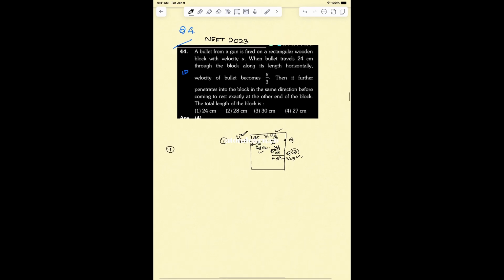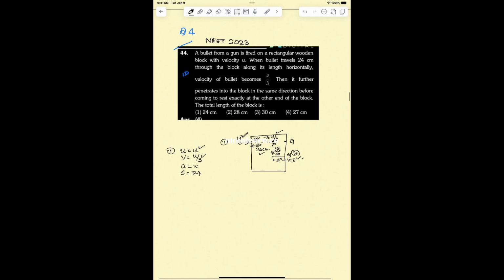Now, for the first data, u is given as u, v is given as u by 3, a is not given, s is given as 24 centimeter. For the present, I am not converting the 24 centimeter into meter because all the options are given in centimeter only. Therefore, no need to convert it at this stage. Then the time of travel is not given.